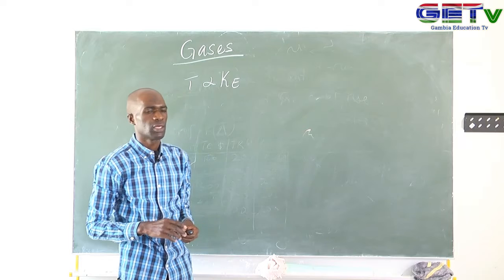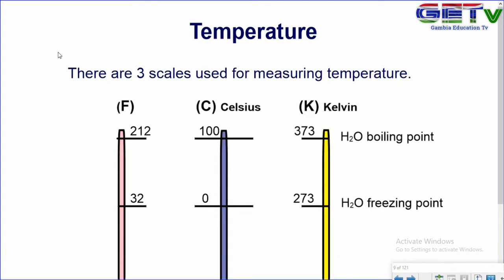So we look at the temperature scale. Here we're going to look at three temperature scales: the Fahrenheit, the Celsius, and then the Kelvin. The boiling point of water on the Kelvin scale is 373 Kelvin. On the Celsius scale, it is 100 degrees Celsius. On the Fahrenheit scale it is 212 degrees Fahrenheit. And then water freezes at 273 Kelvin on the Kelvin scale and 0 degrees Celsius on the Celsius scale. And on the Fahrenheit scale, it is 32 degrees Fahrenheit.